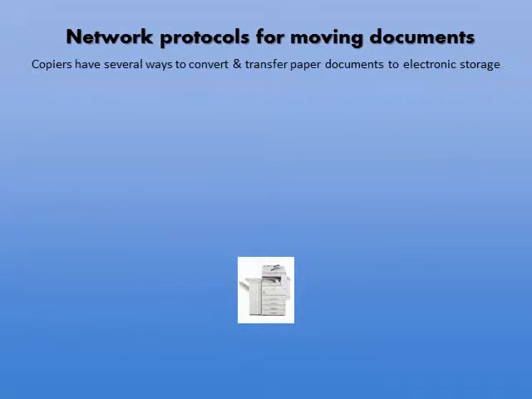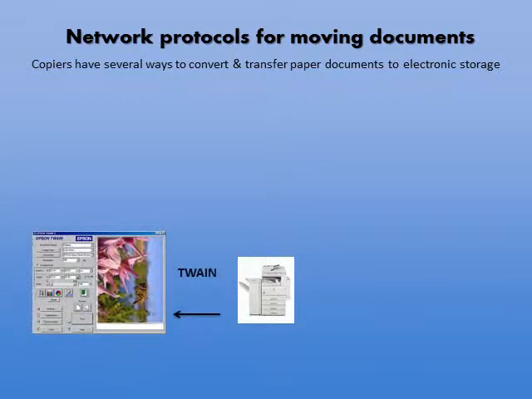Modern copiers have several different ways to store documents as digital files. One of the ways that they do this is by using the old school TWAIN drivers. This typically only works over USB, and it requires the user to place documents in the machine, walk to their PC, and work the TWAIN scanning software to pull the image to them.